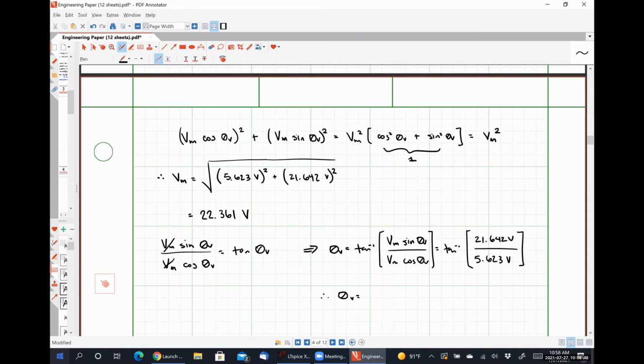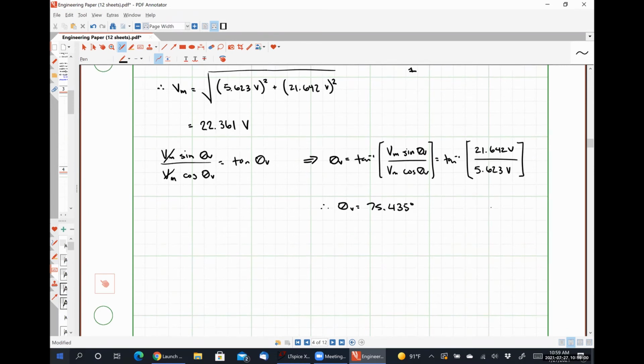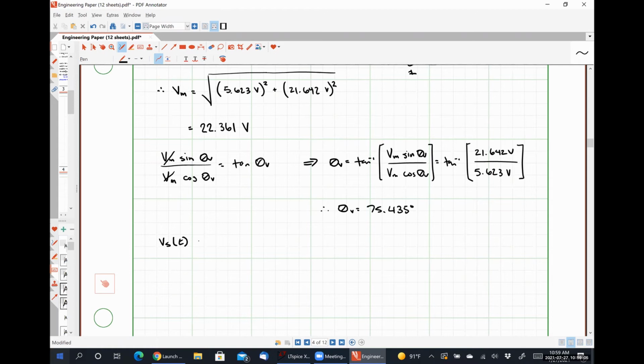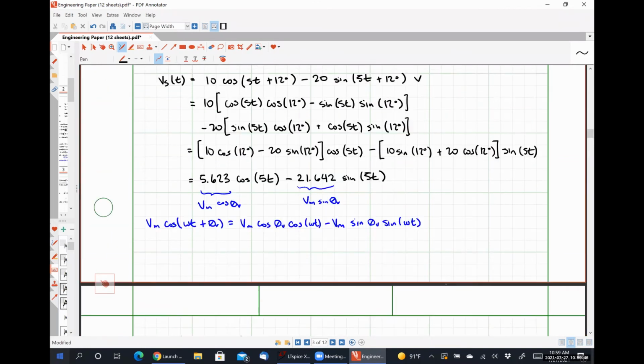Syntax error, sorry. 75.435 degrees. So we could say that Vs of t is now Vm, or 22.361 cosine 5t plus 75.435 degrees volts. So I would actually like you guys to verify that and see that the answer is going to be pretty close to 0. So just to be clear, a little while ago, we had this was, let me copy it just to be lazy.